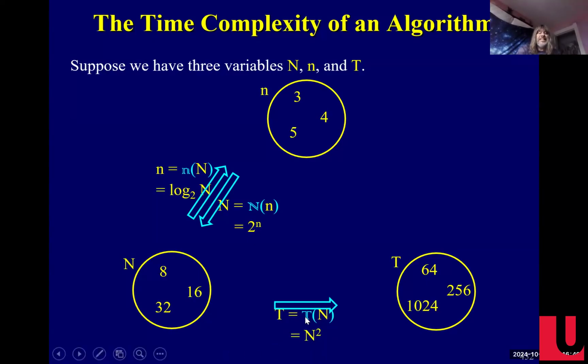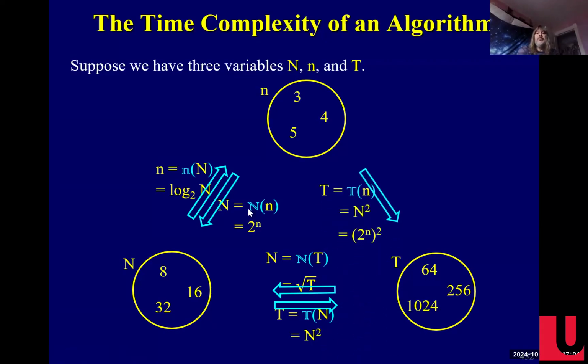Capital blue T is a function from capital N to capital T. And in this case, it takes the capital N and squares it. 8 squared is 64, right? And so the inverse function, going the other way, takes the T and square roots it to get the capital N. All right, so now we can compose.